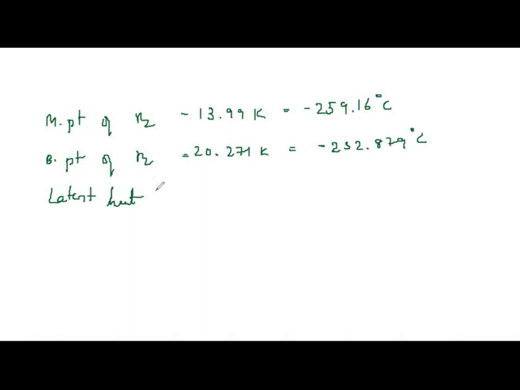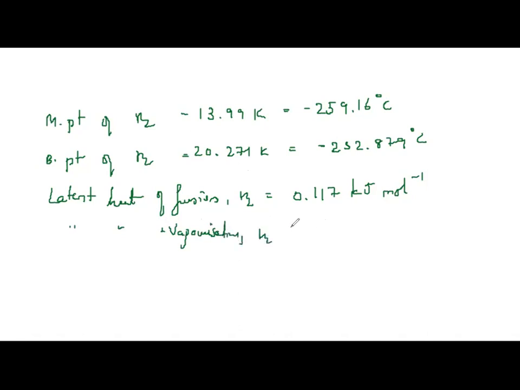Latent heat means hidden heat. Fusion means melting. The latent heat of fusion of hydrogen is 0.117 kilojoules per mole. The latent heat of vaporization, that is converting liquid into gas, of hydrogen is 0.904 kilojoules per mole.